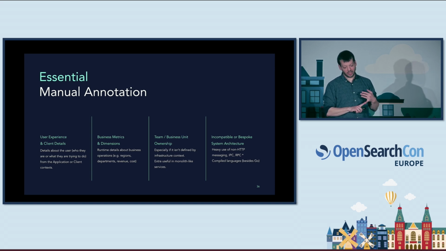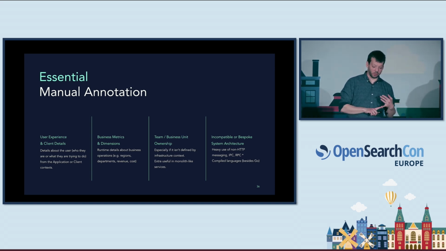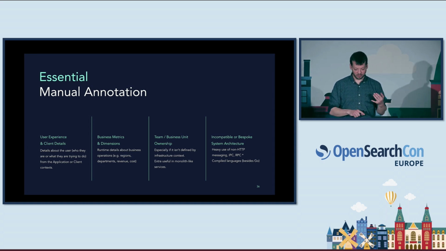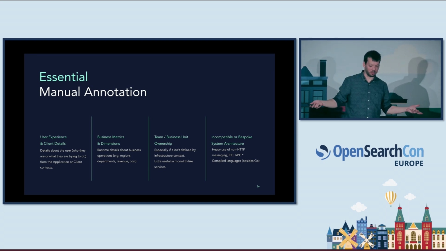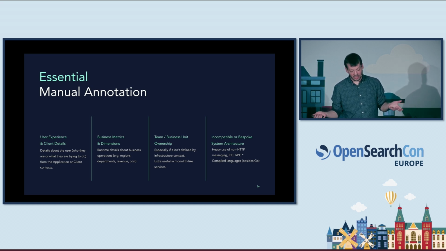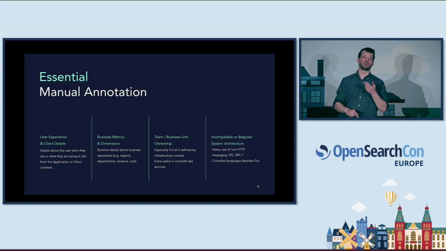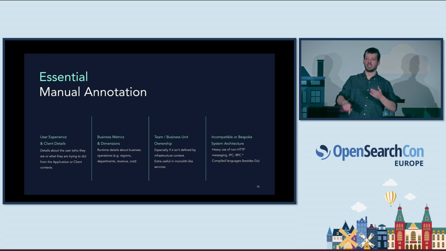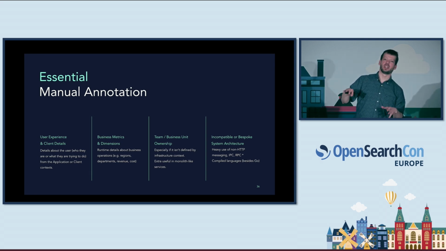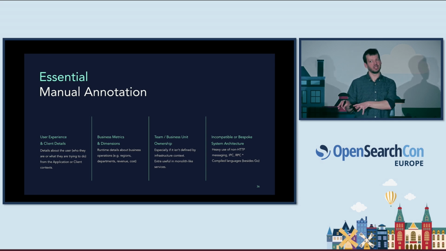So I think it's really important that we have manual annotation for these essential things. The user experience, details about the client. This is going to reflect what we were talking about at the beginning, being really important. The things that are really important to our business, like regions or departments or revenue or cost or value from a shopping cart, things like that, that we might want to track that aren't necessarily directly related to observability, but it turns out trace spans are a really good place to put some of that information.